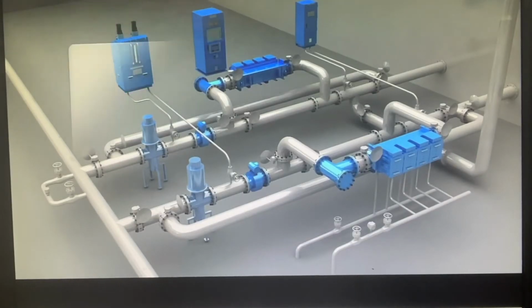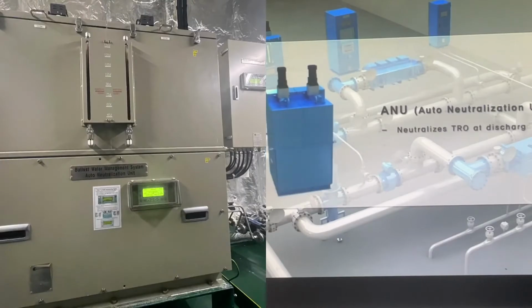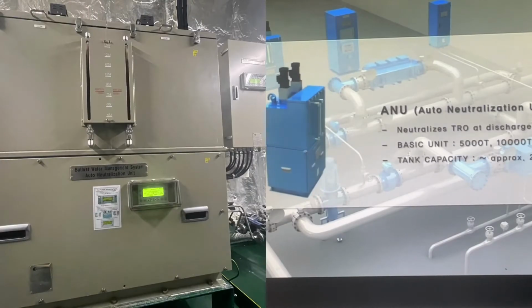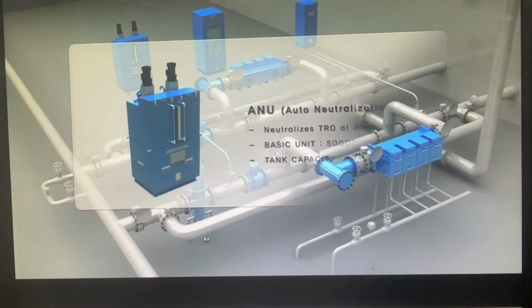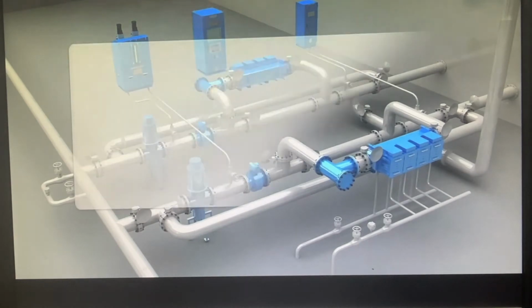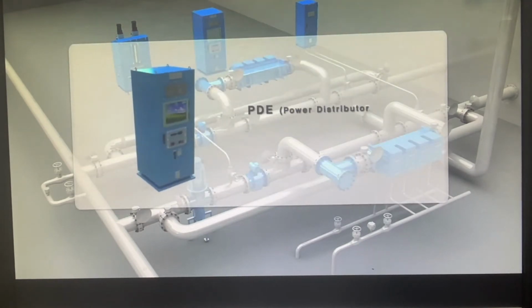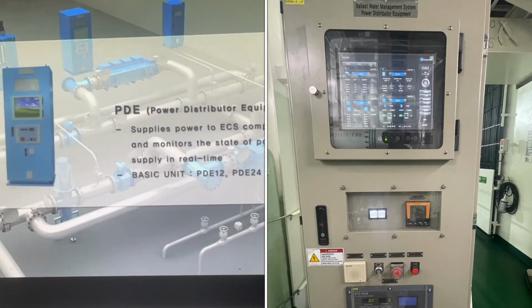Auto neutralization unit injects sodium thiosulfate automatically to neutralize the residual TRO during deballasting. PDE is power distribution equipment, which supplies the AC 440 volt from ship to all components of ECS.